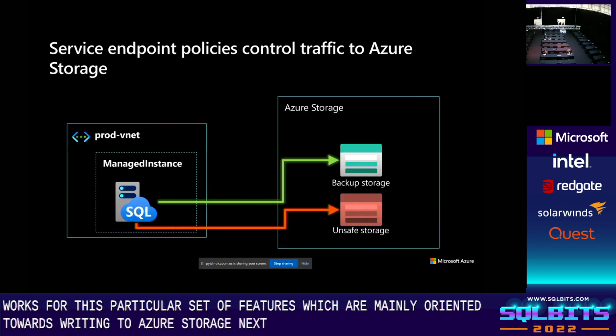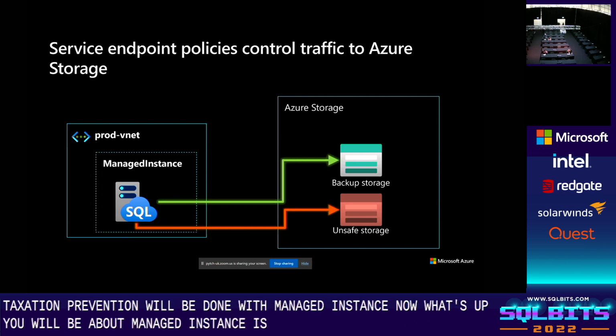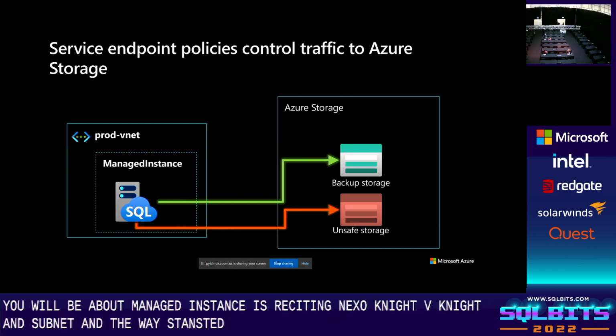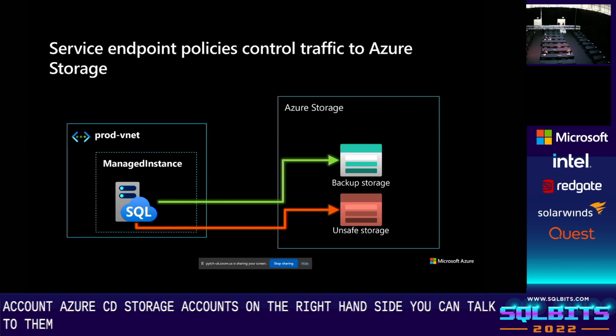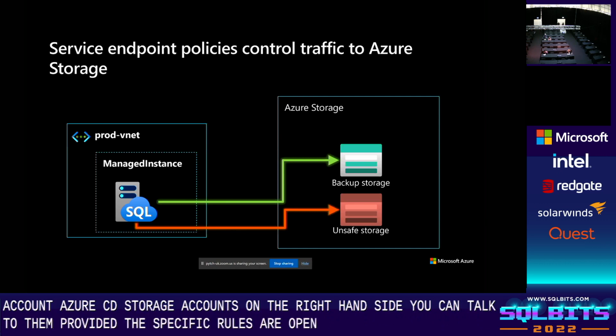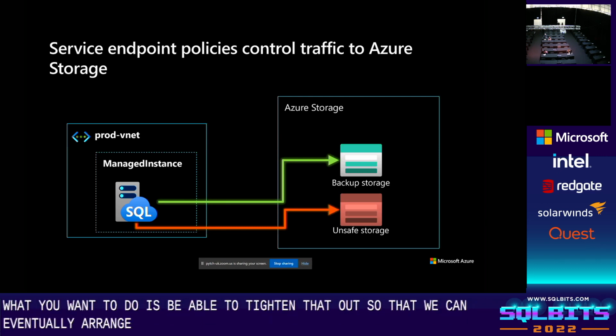Next, let's talk about how data exfiltration prevention will be done with managed instance. Most of you will be aware, managed instance resides in its own VNet and subnet. The way it stands today, it can talk to any storage account. As you see with these two storage accounts on the right-hand side, it can talk to them provided the specific rules are open on the subnet NSG. What we want to do is tighten that up so that, eventually, our aim is to make sure that it cannot talk to the unsafe storage account.